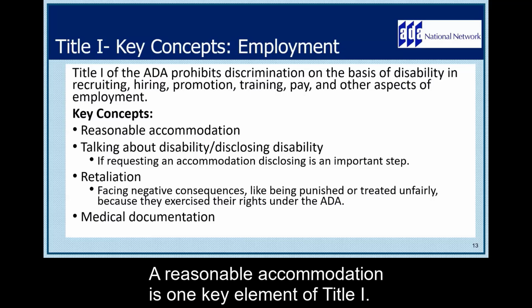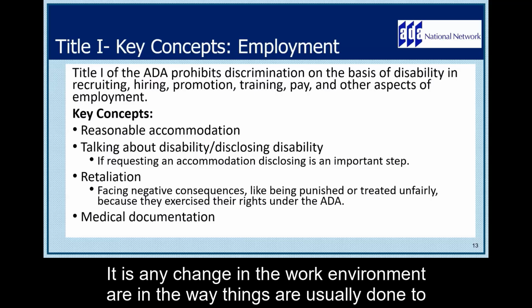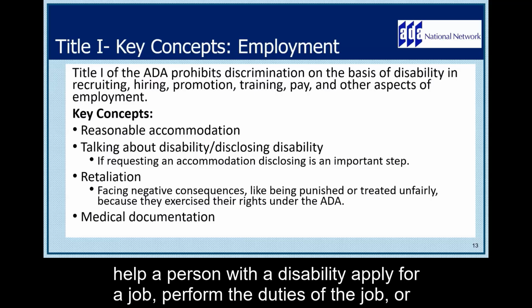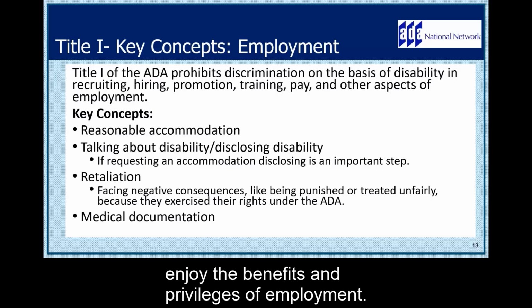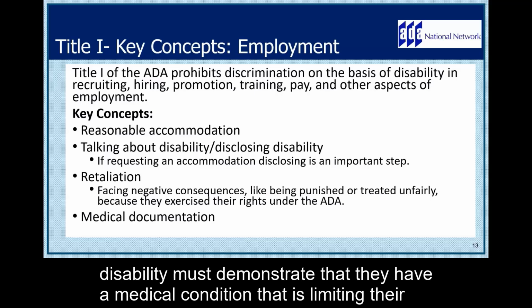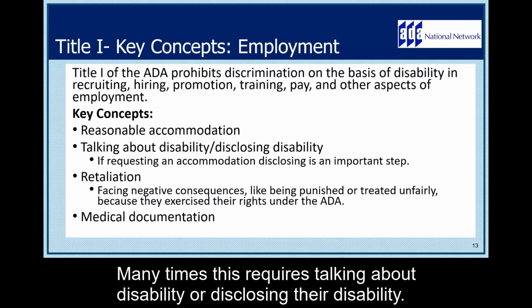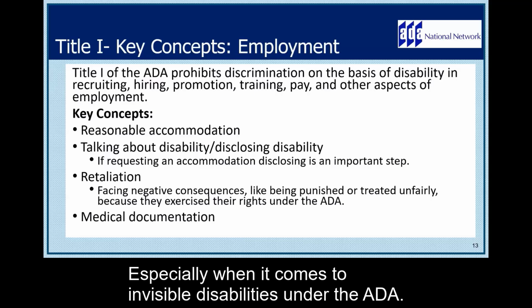A reasonable accommodation is one key element of Title I. It is any change in the work environment or in the way things are usually done to help a person with a disability apply for a job, perform the duties of a job, or enjoy the benefits and privileges of employment. In order to request reasonable accommodations, the employee with a disability must demonstrate that they have a medical condition that is limiting their ability to perform a function of the job.